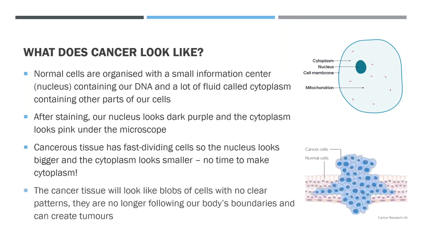Another feature you'll notice is that the cancer tissue will look like blobs. The cells have no clear patterns. They are no longer following our body's boundaries and can create tumors.